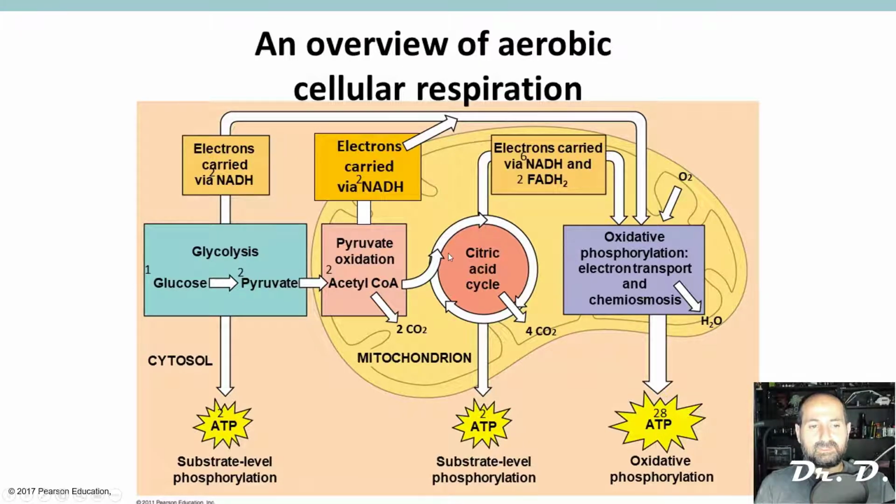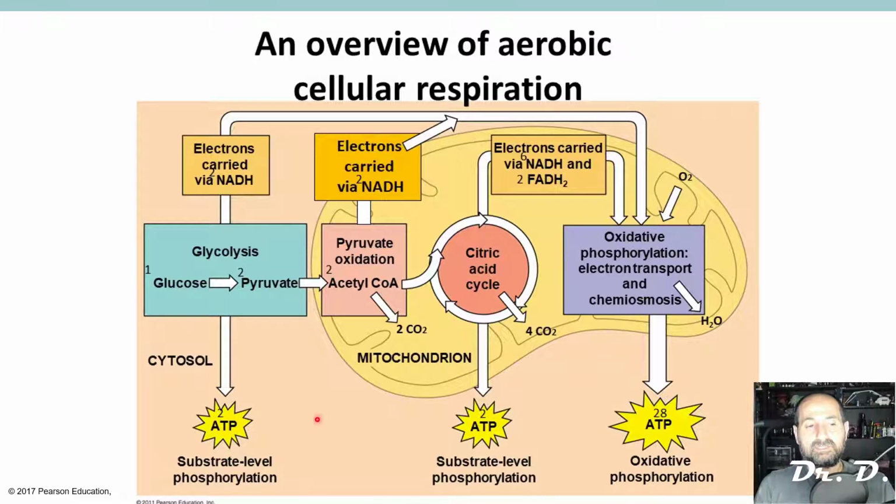Okay, so this is an overview of respiration. This is actually a really nice overview of aerobic cellular respiration, which makes how many ATP? Do you guys remember? That's right, 28 plus 2 plus 2, 32 ATP. In what? In prokaryotes. 30 net ATP in eukaryotes.